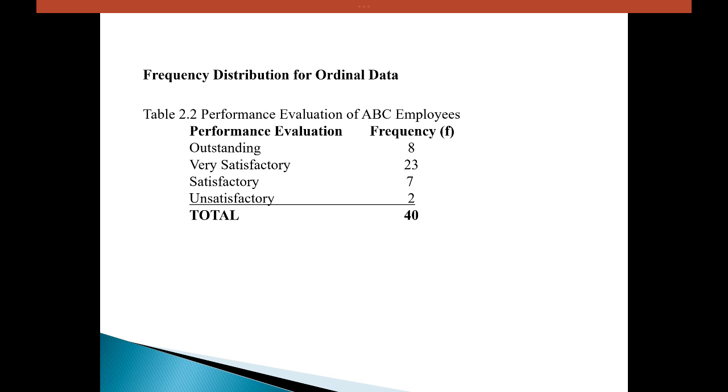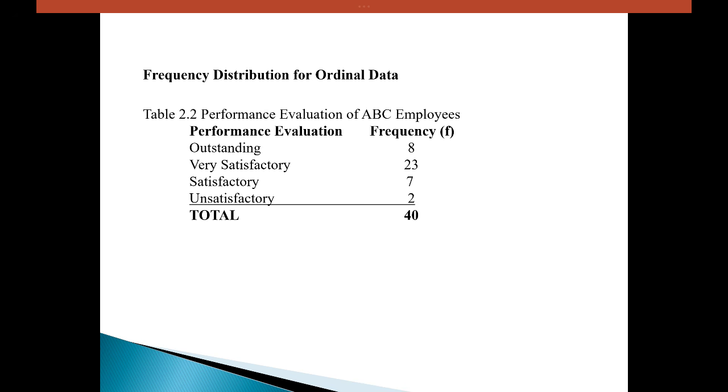Okay, how many are satisfactory? 7. You put there 7. How many are performing very satisfactory? 23. So you put that as 23. And how many are outstanding employees? You put that 8 there in the frequency column as 8. Okay, so the total is 40.